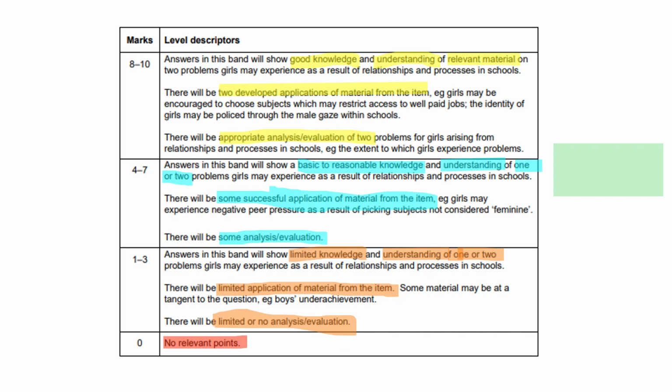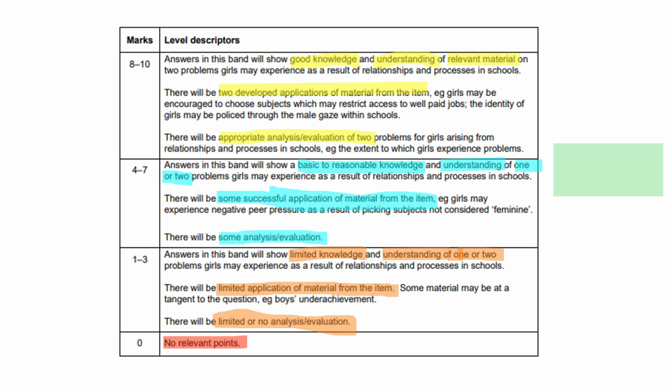Before we look at an example question, it's really important that you look at mark schemes because they give away a lot of information. As you can see, if you write no relevant points, you're going to get 0. But apart from that, there are 3 major bands, 1 to 3, 4 to 7 and 8 to 10. The vast majority of students fall into that mid band, the 4 to 7, because it's a basic or reasonable level of knowledge and understanding. It's a basic or reasonable level of application, maybe one application from the item, so one hook, and some hints of trying to explain it, that analysis and evaluation. Maybe there's no evaluation at all.